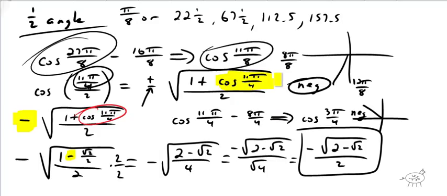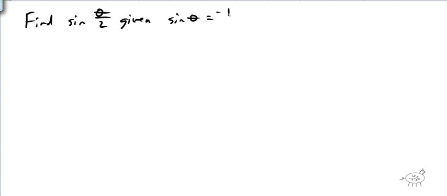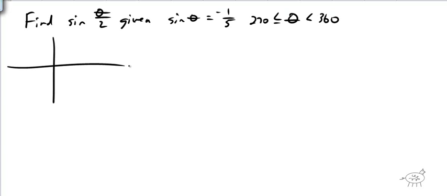so let's do a triangle problem now. Okay, so here's the example. It'll be: find the sine of theta over 2, given sine of theta equals negative 1/5, and theta is between 270 and 360.